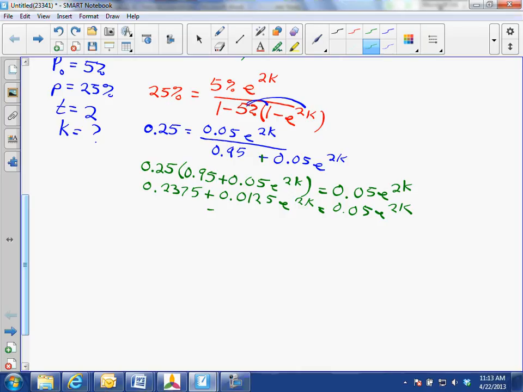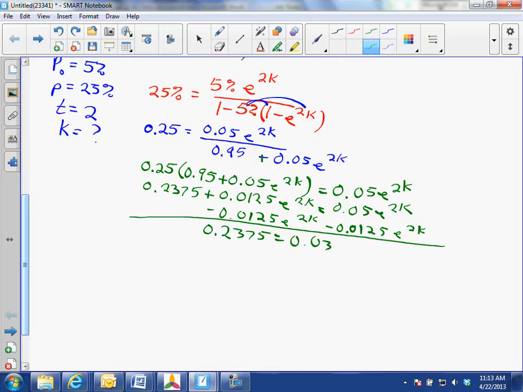Yeah, because they're both e to the 2k, we can put them together as like terms. So over here on the left, 0.05 minus that gets us 0.0375 e to the 2k. Then you divide. You get 6.3. 6.3 repeating.